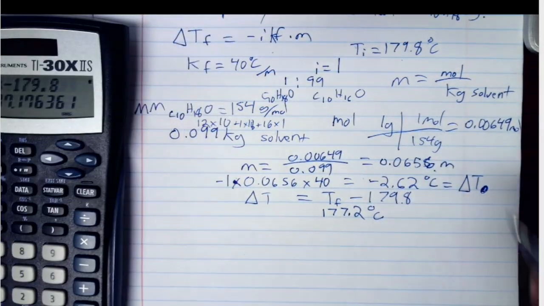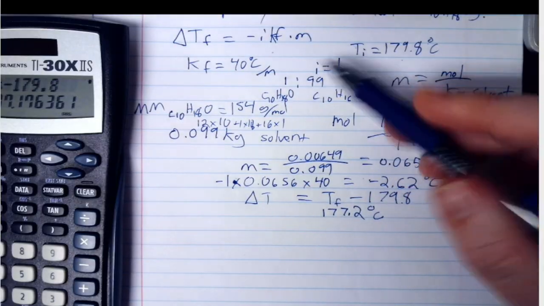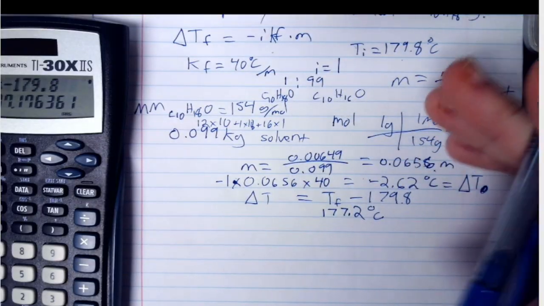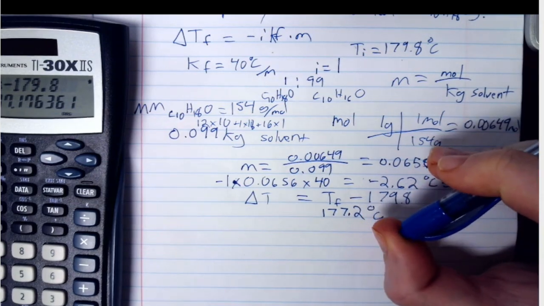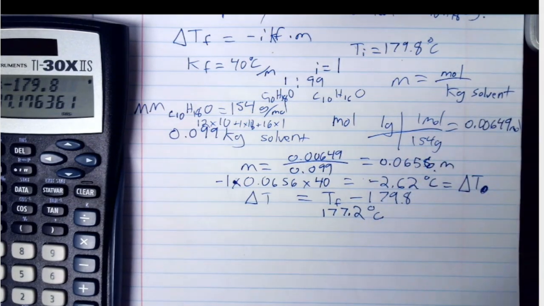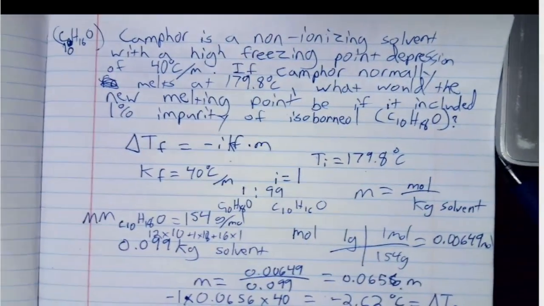So that's my new freezing point. It's not a huge change. But keep in mind, it's 1% by mass impurity. 1%. A very, very small impurity causes this to drop by a huge amount. So that is an example of this problem.